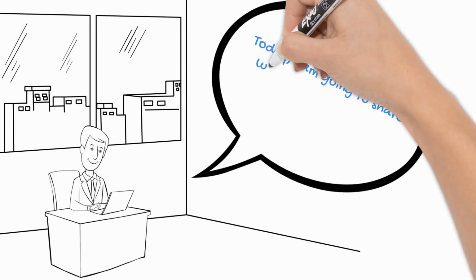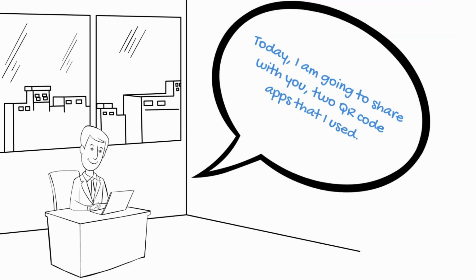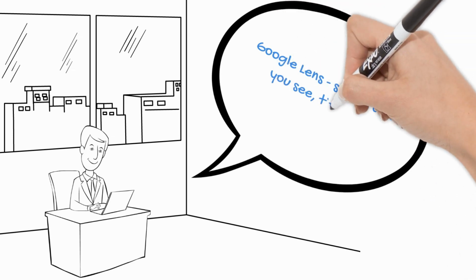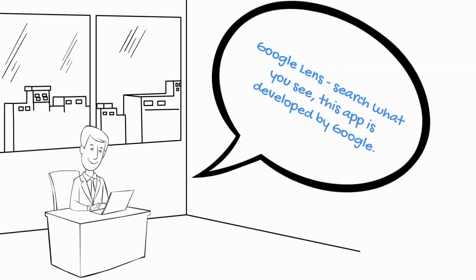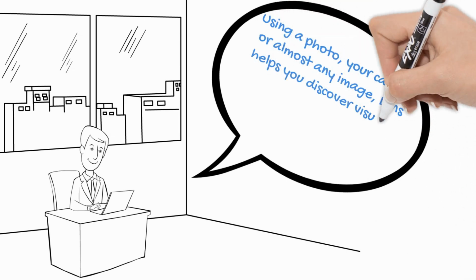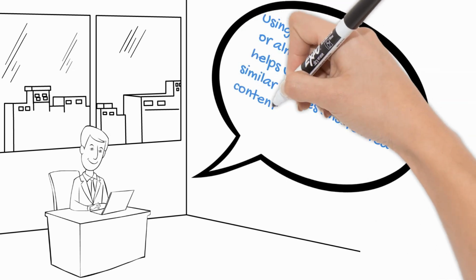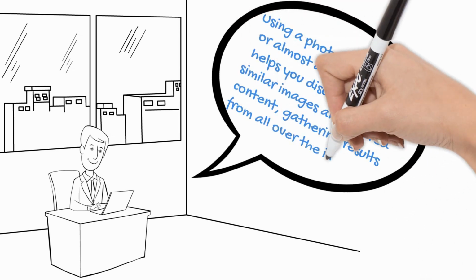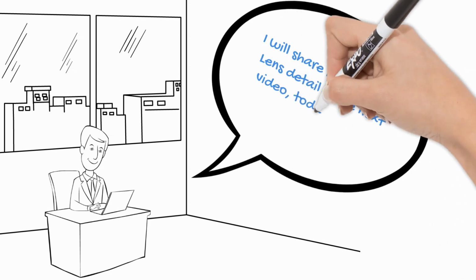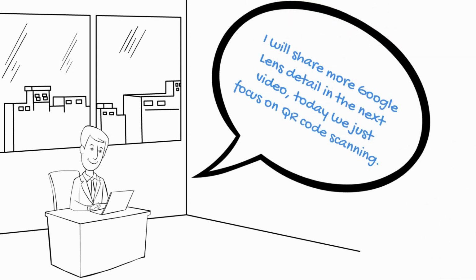Today, I'm going to share with you 2 QR code apps that I used: Google Lens and Scandit. Google Lens, search what you see. This app is developed by Google. Using a photo, your camera, or almost any image, Lens helps you discover visually similar images and related content, gathering results from all over the internet. I will share more Google Lens detail in the next video. Today we just focus on QR code scanning.